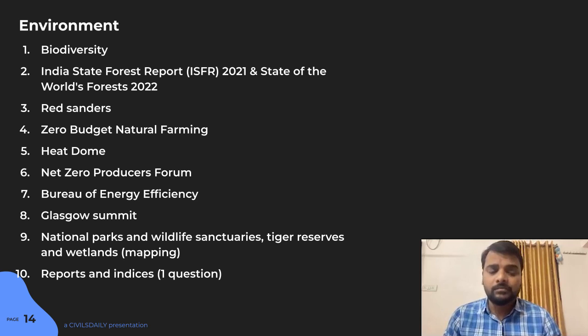Now environment. I was mentioning that economy, polity and environment are the most important. 60% of questions will come from them, and in environment, you know there will definitely be around 20 questions, and if you perform badly in environment, it will become difficult to clear the prelims. So environment is very important and you have to do well.